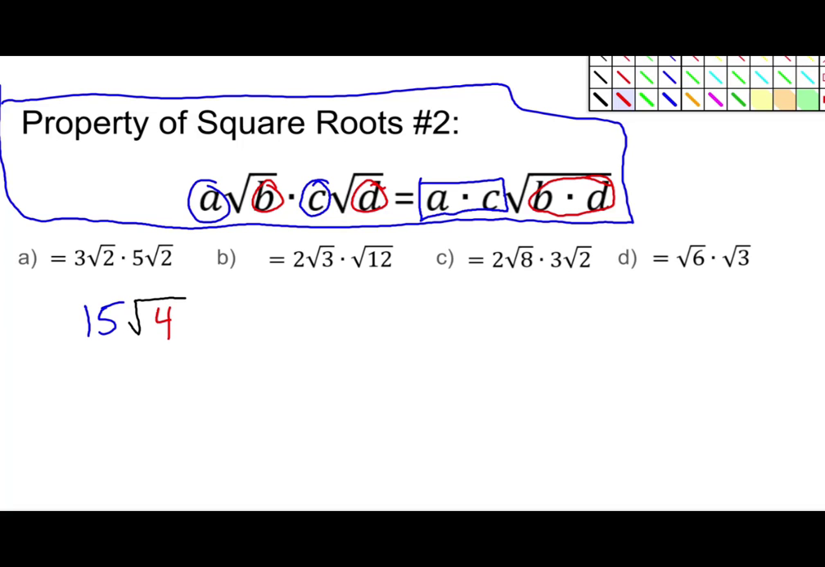So that's it. That's all we're doing. Just multiply whatever's in front of the radical. So the 3 and the 5 go together. And then whatever's underneath the radical gets multiplied together. So the 2 and the 2. And if you can simplify, then you should simplify. So this is going to be 15 square root of 4.